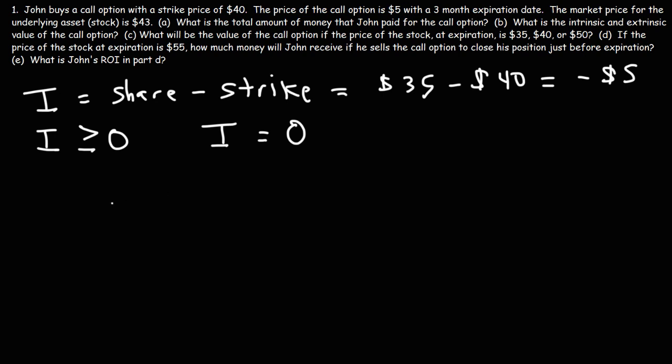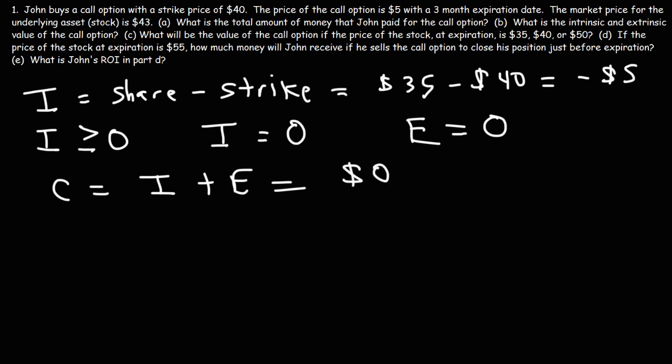Now we need to determine the extrinsic value. At expiration, the extrinsic value is always 0. And we know the price of the call option is the sum of these two, the intrinsic and the extrinsic value. So this particular call option will expire worthless at expiration. It's not going to be worth anything. So when the share price goes down, the value of the call option goes down. In order to profit from a call option, you need the price of the stock to go up.